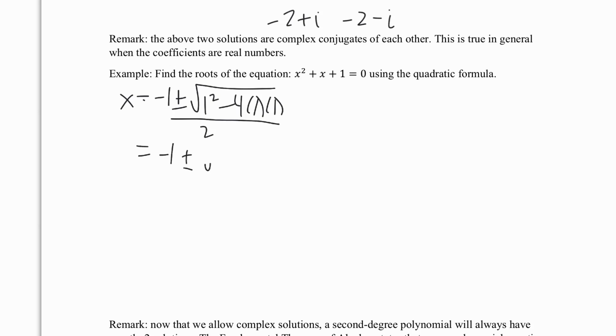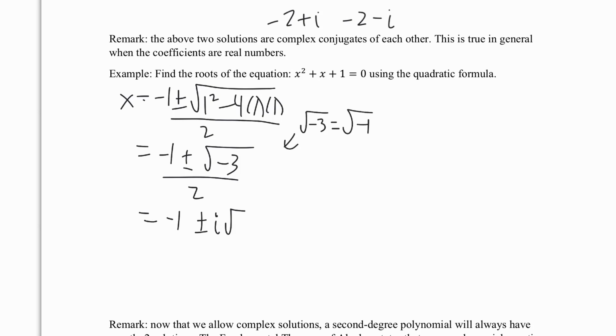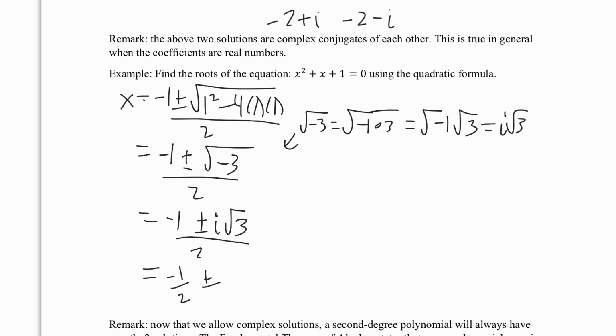So -1 plus or minus the square root of -3. Now, we can't take the square root of 3 nicely, but we can take the negative out. So this will be -1 plus or minus i, because the square root of -3 is the square root of -1 times 3, so root -1 root 3, so i root 3 over 2. And then it looks a little nicer if we write it as -1 over 2 plus or minus i root 3 over 2.